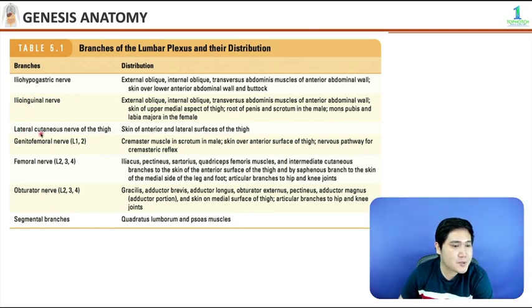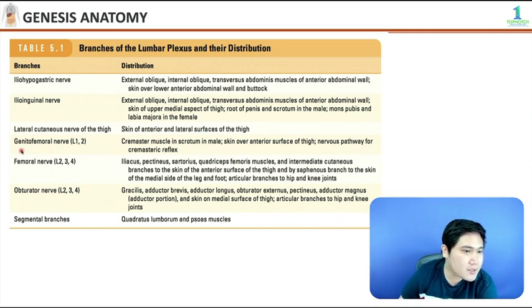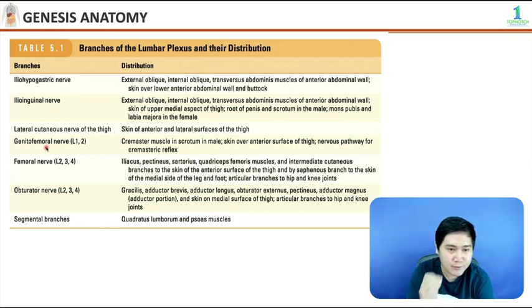Your lateral femoral cutaneous nerve, okay, as the name implies, it will supply the lateral surface of the thigh. Okay? Your genitofemoral will supply the cremaster muscle, okay, and the skin over the anterior surface of the thigh. Okay? It is a nervous pathway for cremasteric reflex. Okay? So, the sensation coming from the anterior surface of the thigh will pass through the femoral part of the genitofemoral nerve. And then, the motor part will be the genital part ng genitofemoral nerve, which will supply the cremaster muscle.